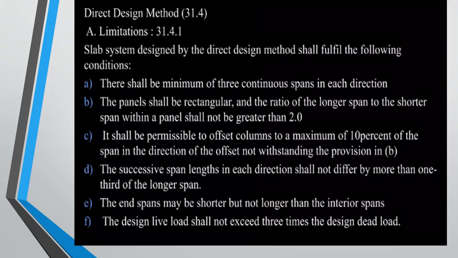So in this class, we have discussed in detail what flat slab is, what the types of flat slab are, what the benefits of flat slab are, and what design considerations are to be considered while designing flat slab. Some of the codal provisions have also been discussed in this class, and we'll see the rest in the next class. Thank you.